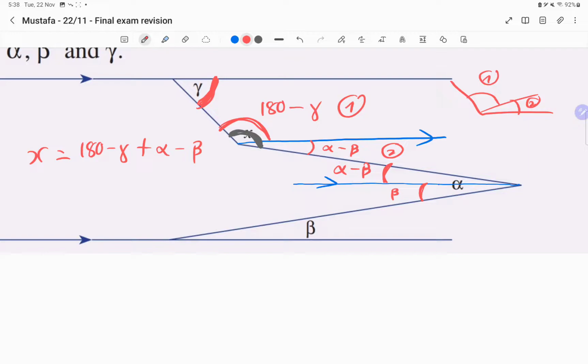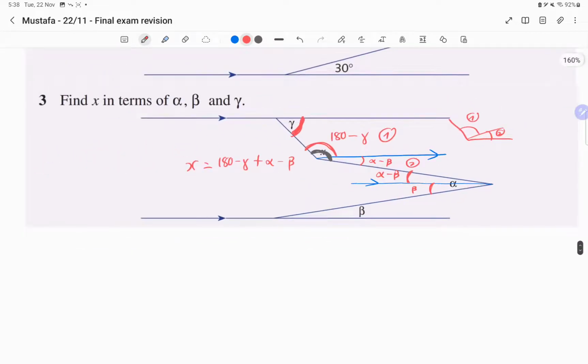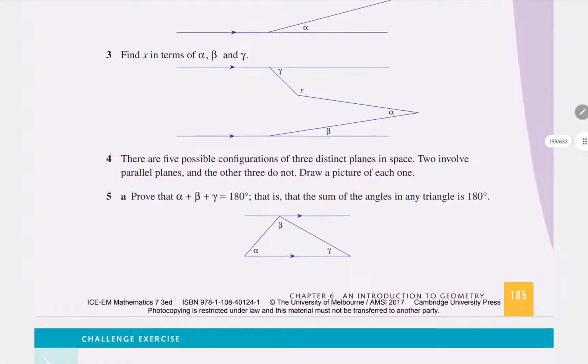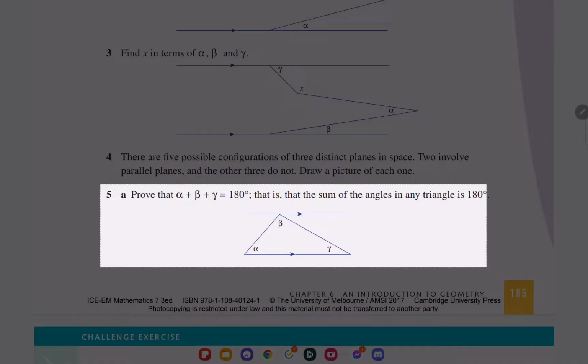So that's the idea: when you have a bigger angle, and you can split it using a line that's parallel to an existing line, you do that. Then you find all of the little angles based on whatever you can find, and then you might be able to join them together to get the bigger angle, which is x here. So this is an advanced one. Let's try this one.